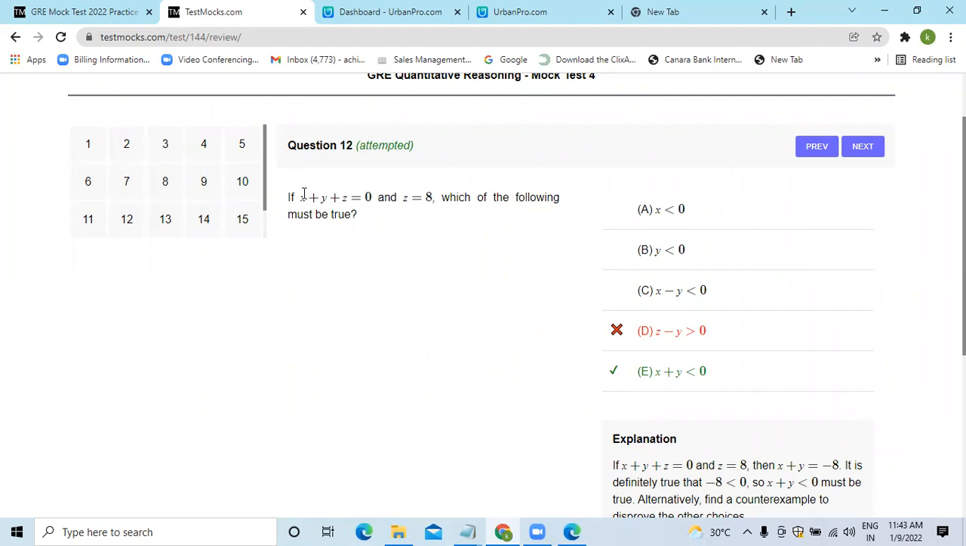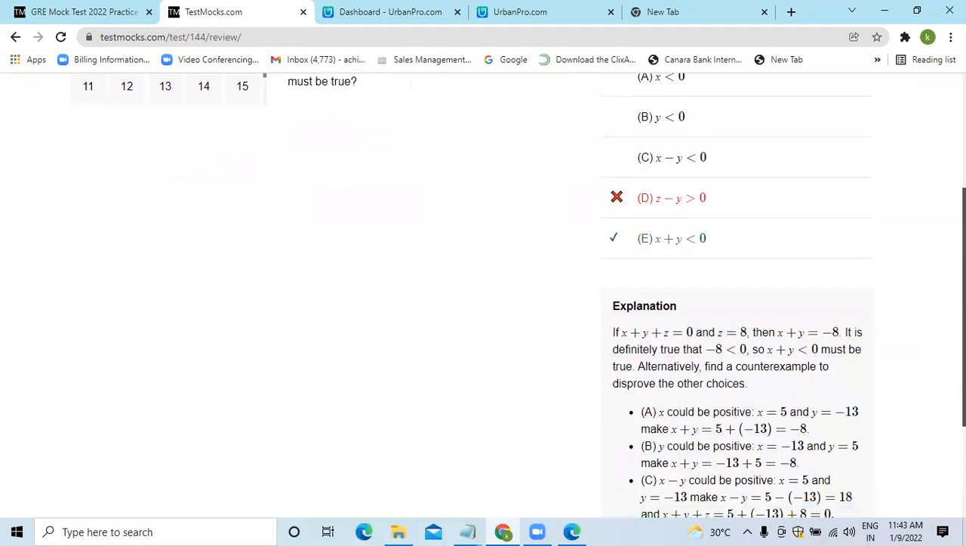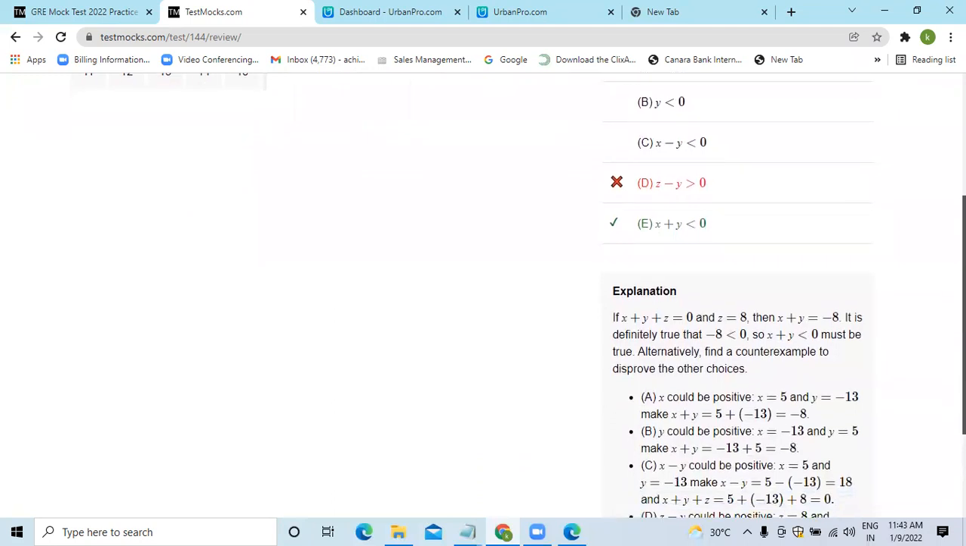Hello, Vedant. You have to see all the possibilities. See, do you understand? X plus y has to be minus 8, because minus 8 plus 8 only can be equal to 0, because z is equal to 8, correct? Yes. So this is the logic. So definitely, minus 8 is less than 0, so x plus y is less than 0 must be true. Alternatively, find a counter example to disprove the other choices.